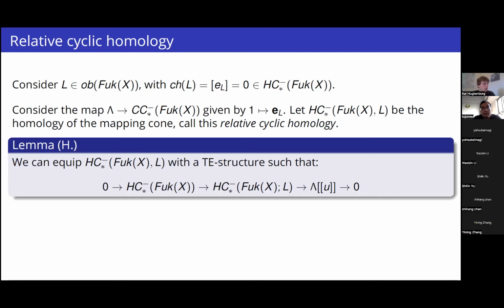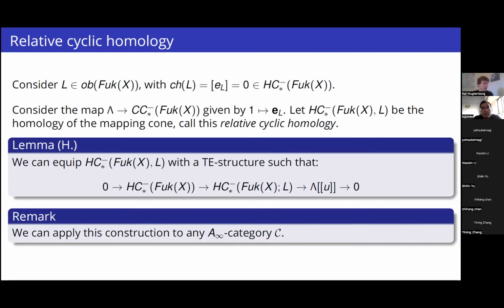One thing I proved is that you can equip the relative negative cyclic homology with a TE structure. In this case, again, you get an extension of TE structures, but it goes the other way around. And it works more generally for any A infinity category, so this is purely categorical data. You don't need to have a construction of the Fukaya category; you can take any A infinity category, and this construction will work.